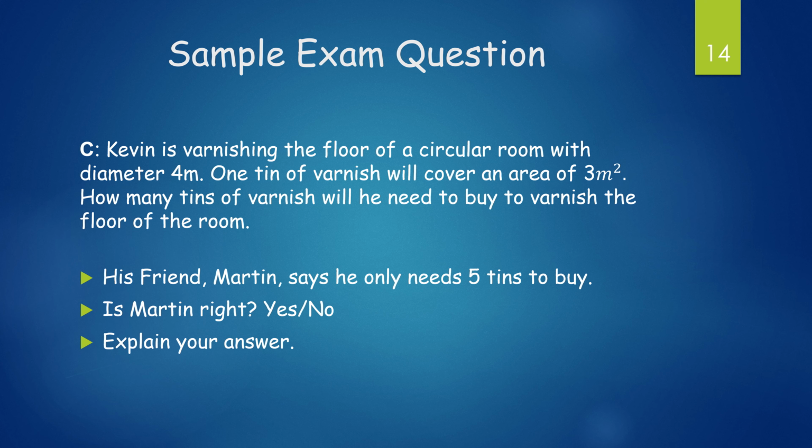Here is a problem-solving task. It's similar to exam questions. Kevin is varnishing the floor of a circular room with diameter 4 meters. 1 tin of varnish will cover an area of 3 meters squared. How many tins of varnish will he need to buy to varnish the floor of the room? His friend Martin says he only needs 5 tins to buy. Is Martin right? Yes? No? Explain your answer.